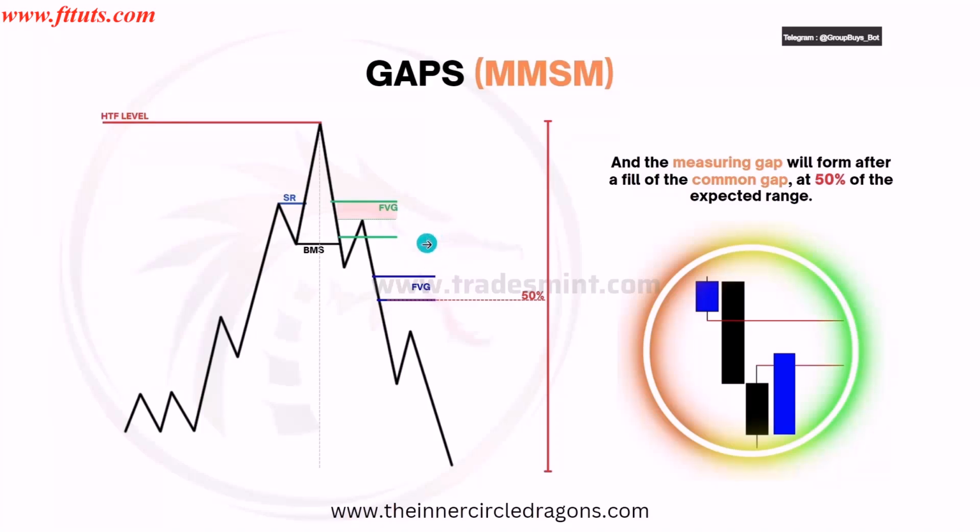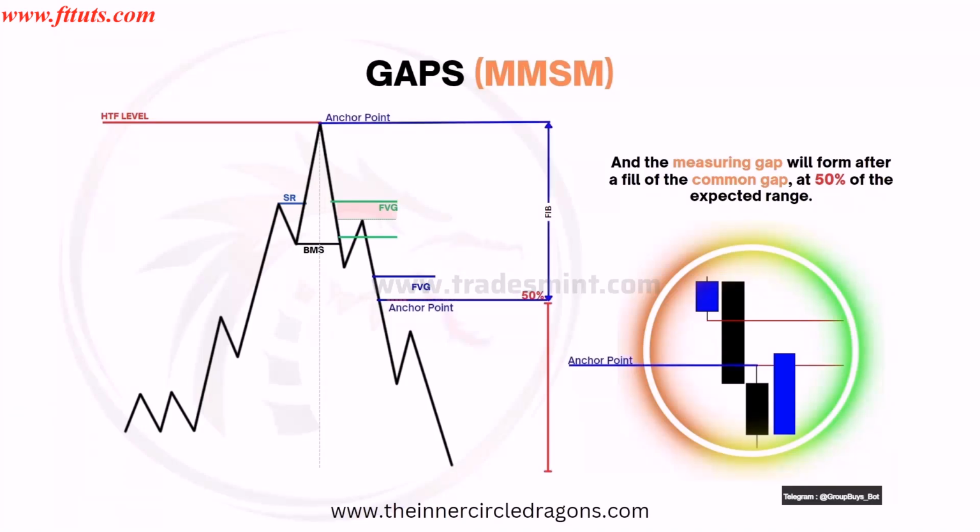Now, there doesn't always have to be a common gap before the measuring gap, but if we do see a gap after a breakaway gap that isn't in line with our expected terminus, then I would expect to treat that gap as a common gap. I would anchor a fib to the swing high to the expected measuring gap.